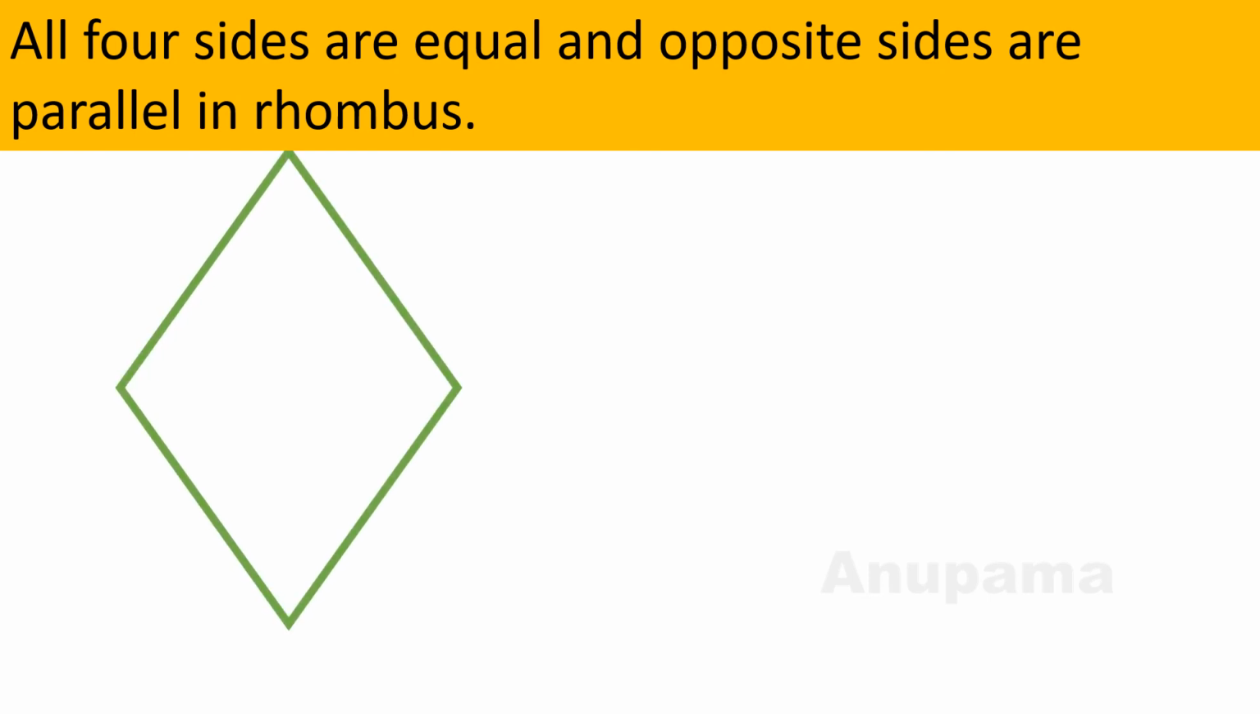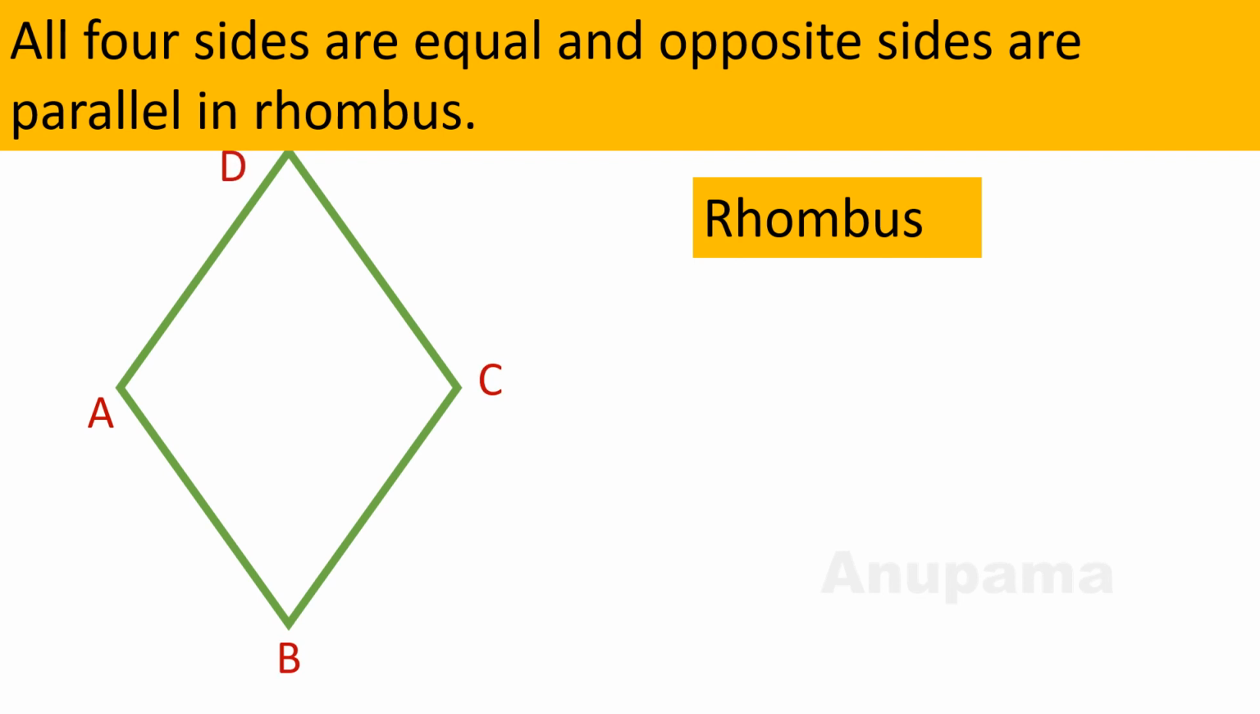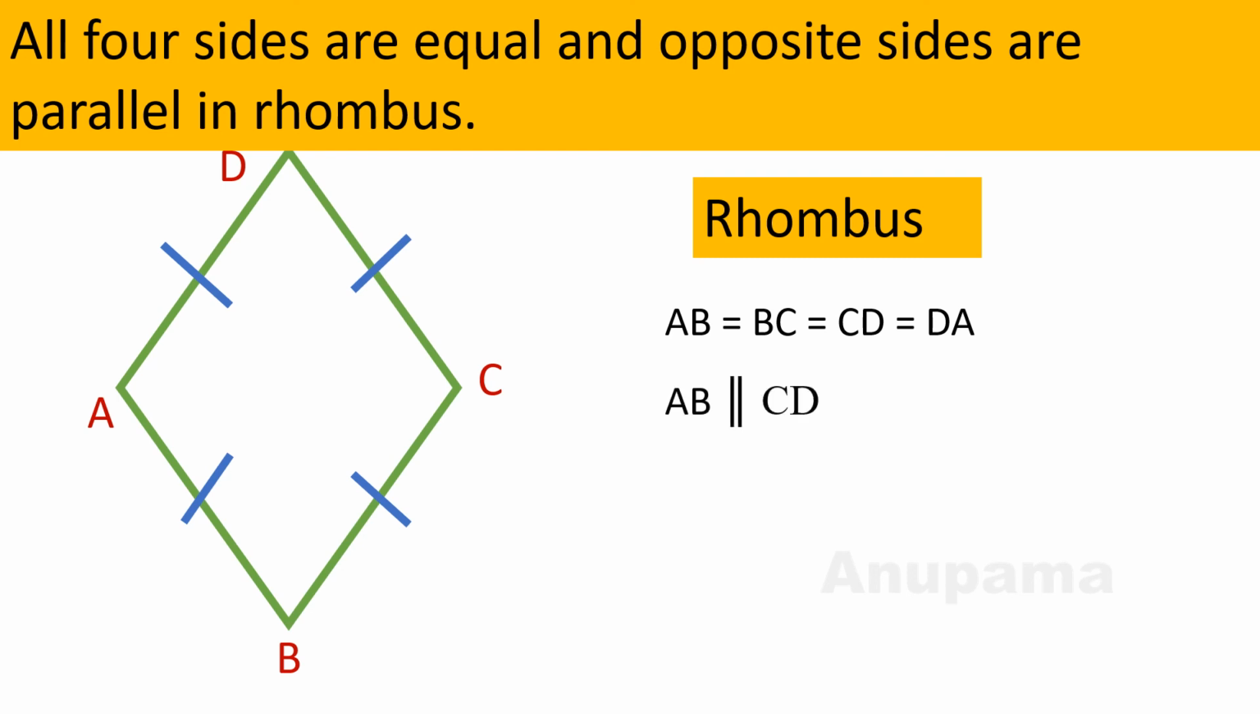Next is rhombus, where all four sides are equal and opposite sides are parallel in a rhombus. But there is one basic difference between a rhombus and a square, which is the angle. It is not necessary that angles in a rhombus are right angles. So here we can say AB equals BC equals CD equals DA, just like a square. And AB is parallel to CD. AD is parallel to CB. But here angles are not right angles.